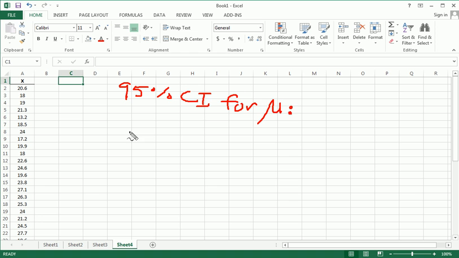The formula to get this, first of all, we have two conditions. If n is greater than or equal to 30, this is the kind of agreed upon cutoff point. Consider a large sample if n is greater than or equal to 30. Or if n is less than 30, or a small sample, we need some extra information.